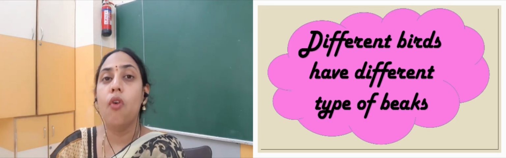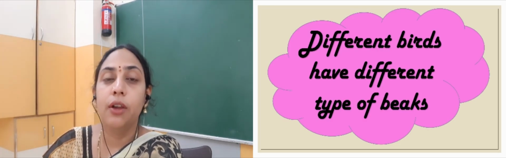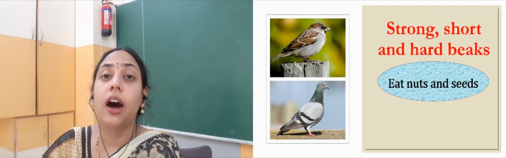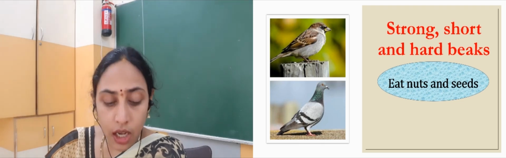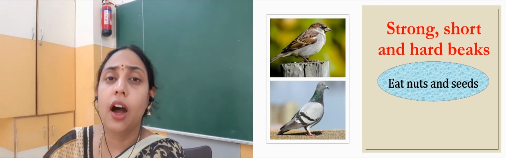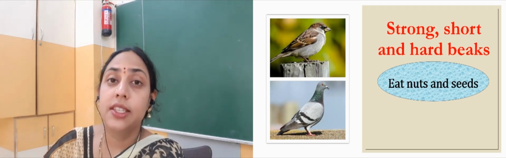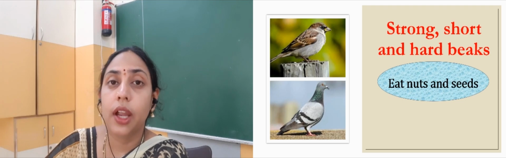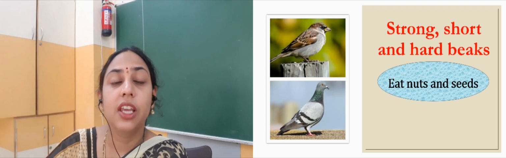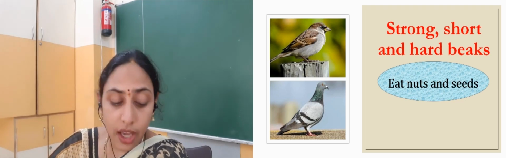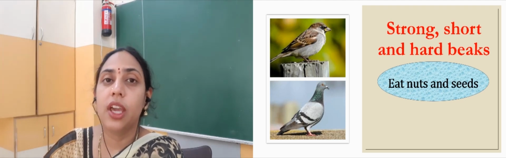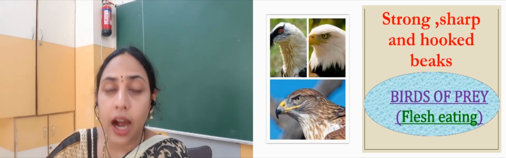Now we will see what are the different beaks the different birds have. So we have strong, short and hard beaks. Birds like sparrows and pigeons, what do they eat generally? Generally they eat hard nuts and the seeds of different fruits, right? For that they have to break the seeds and the nuts. So they have these strong beaks so that they can easily break the nuts. So they have short, strong and hard beaks.